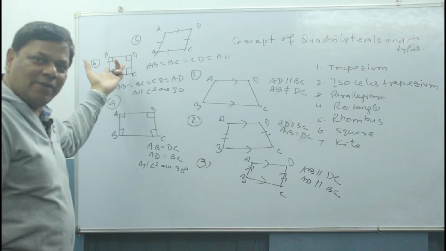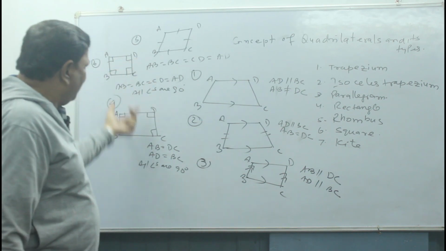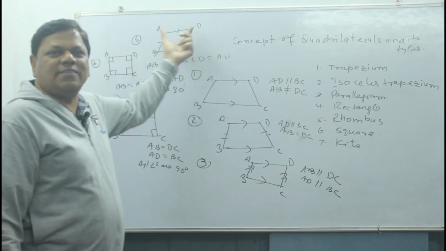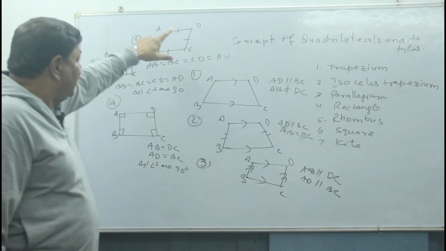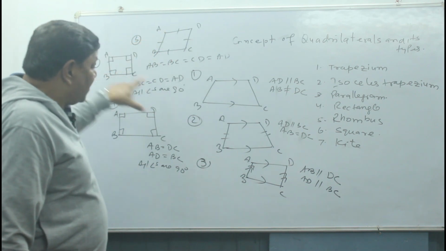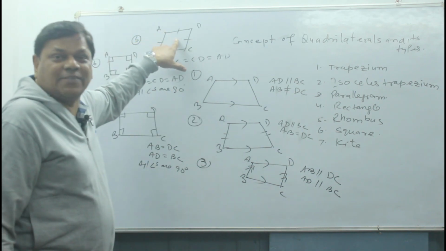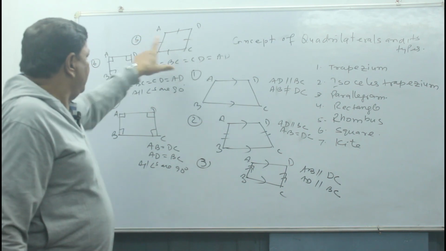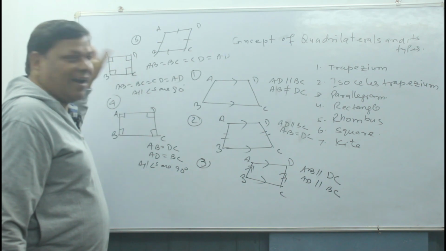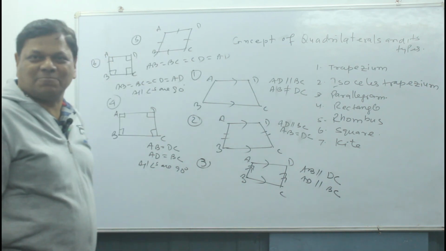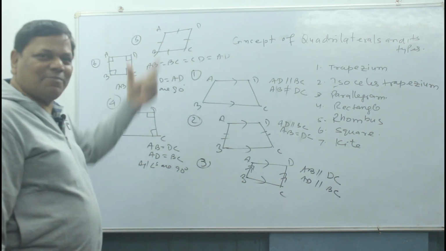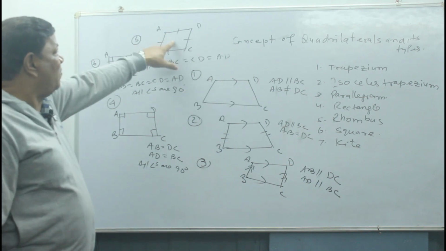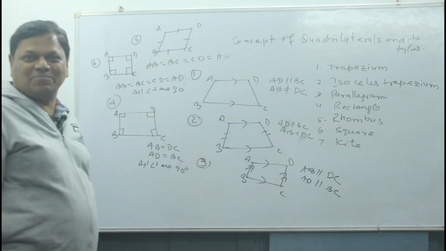So this is also a parallelogram. This one also a parallelogram, and this is also a parallelogram. But this is a parallelogram, and this cannot be said to be a square. All squares are also rhombus, because opposite sides are parallel and equal. But all rhombus are not square.